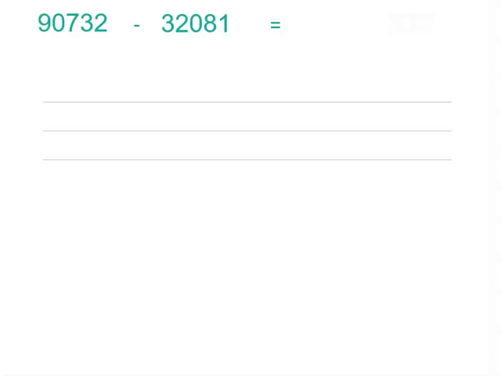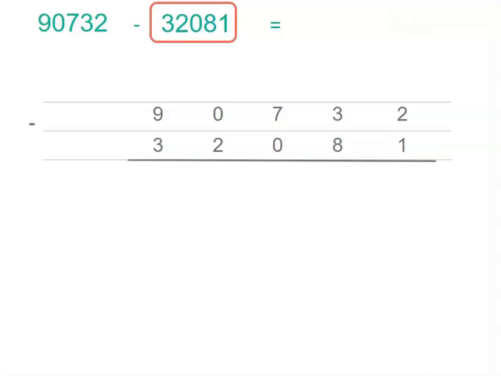Let's have a look at this problem. 90,732 and we're subtracting 32,081. Now it's really important that when we don't have headings or vertical lines, we make sure our digits are lined up. All of our columns are underneath each other. So let's have a look. We've got 2 minus 1 in the units place, which is 1.